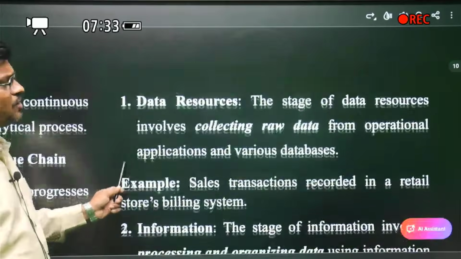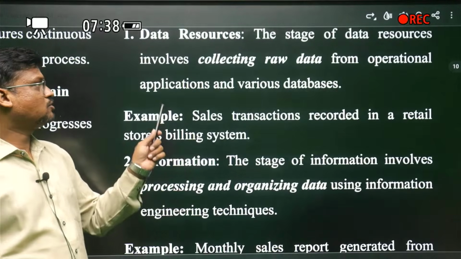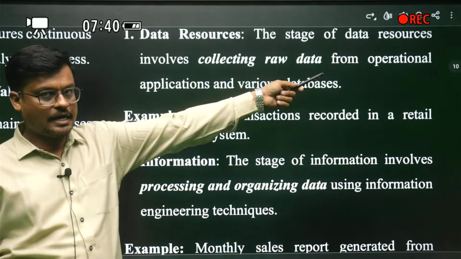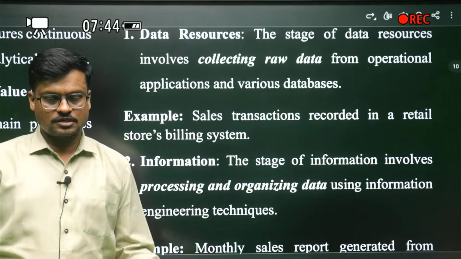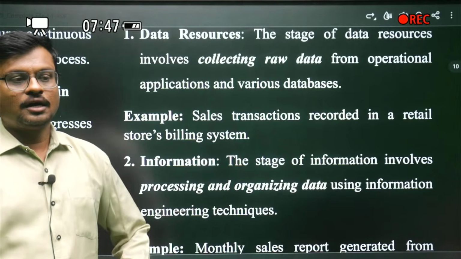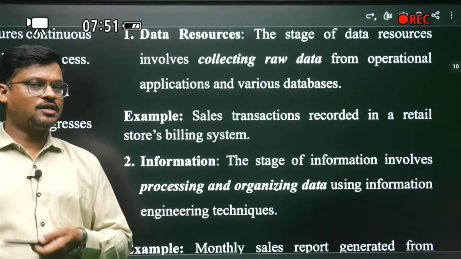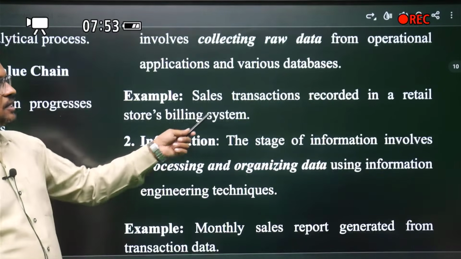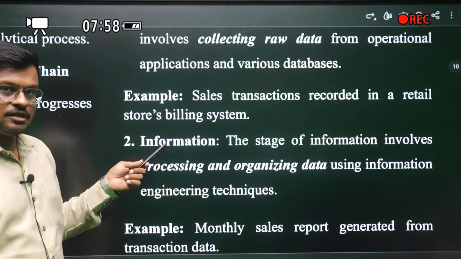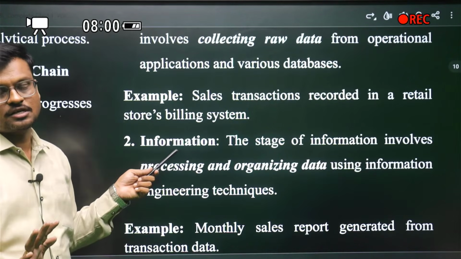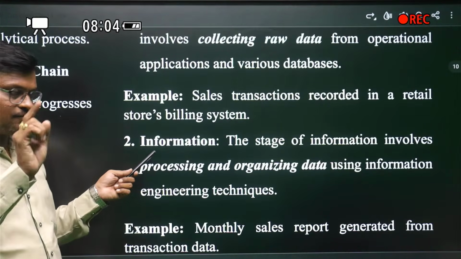Now we will discuss one by one what all these things are. What is data resources? The stage of data resources involves collecting the raw data from operational applications and various other databases. As I said, it is subject-oriented, time-variant data which can be collected from various resources. Example: sales transactions recorded in a retail store's billing system. We pick the recorded transactions and store them in the data warehouse. That is your first step.